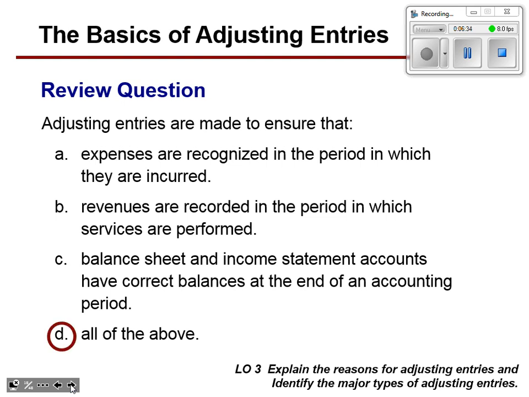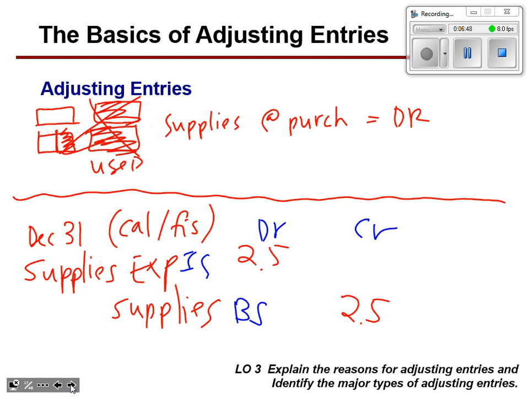To all of them. We need to do adjusting entries so the expenses go with the period in which they occurred, the revenues go with the period that they occurred, and it allows us to do our financial statements most up to date. Because back here, if I would have said I had 4 erasers, that's not true because I used 2.5 of them. My real story is I have 1.5 left.